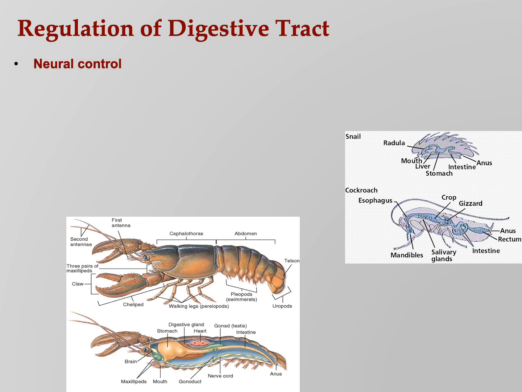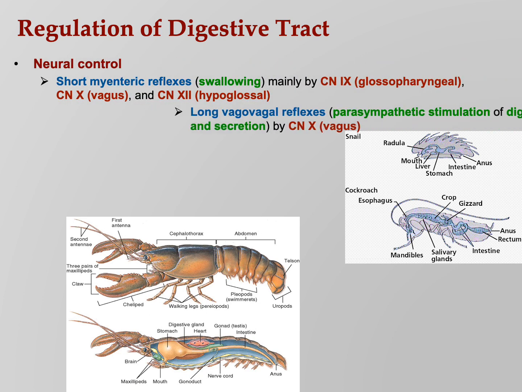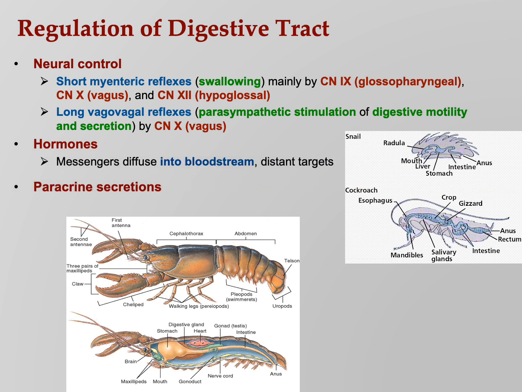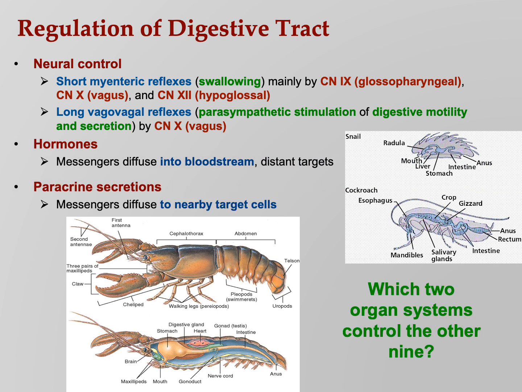How do we regulate the digestive tract? Well, remember, what were the two of the 11 organ systems in the human body that controlled the other 9? The nervous system and the endocrine system. So neural control, there are short mesenteric reflexes, they're called swallowing, controlled by the cranial nerves you already know about, glossopharyngeal, vagus, hypoglossal. Long vagal reflexes from the parasympathetic travel via cranial nerve 10, okay? You've already seen this. There should be a lot of review here, all right?